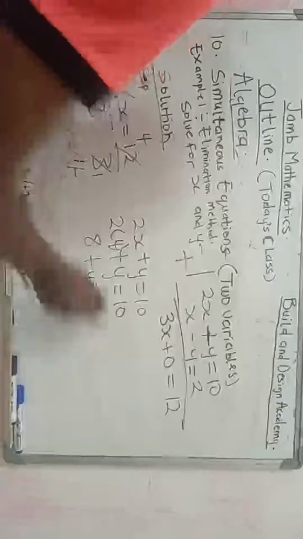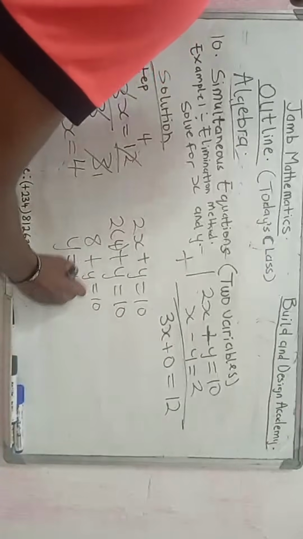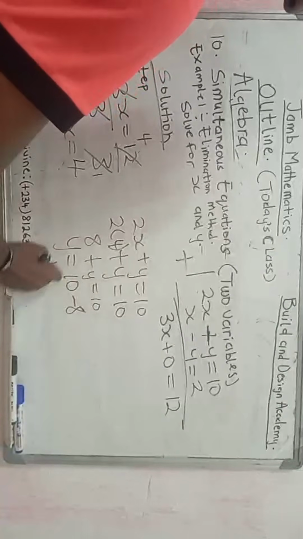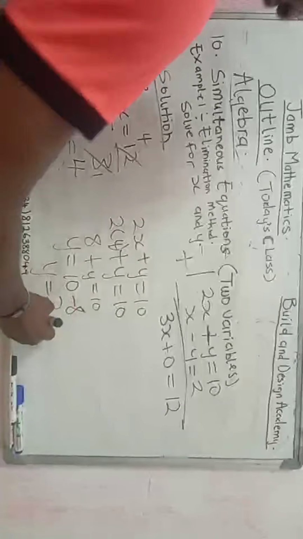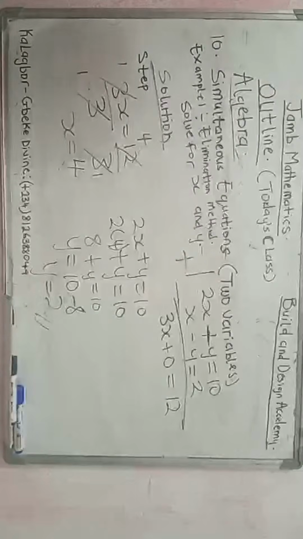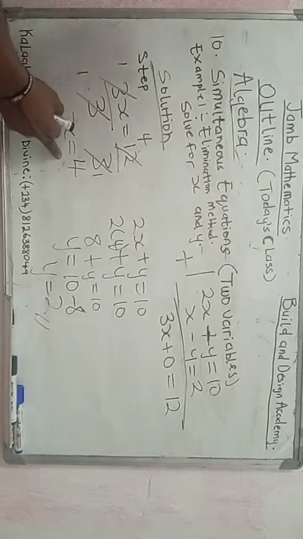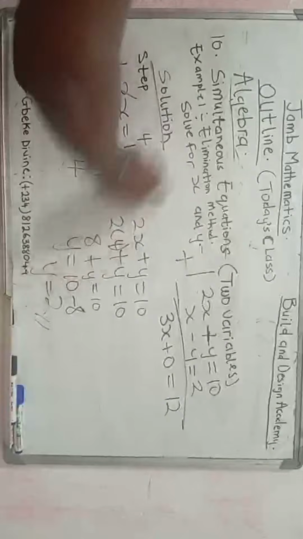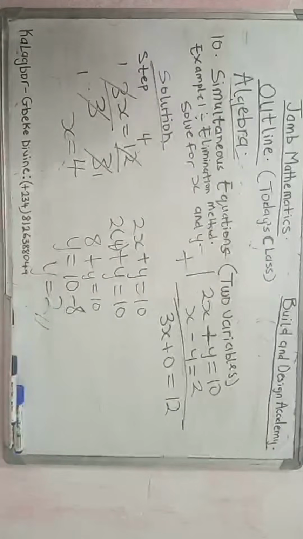Take 8 to the other side, it becomes negative. So y equals 10 minus 8, and y is equal to 2. Very simple. So this is how we simplify simultaneous equations and solve for x and y using the elimination method. So next up, let's look at the substitution method.